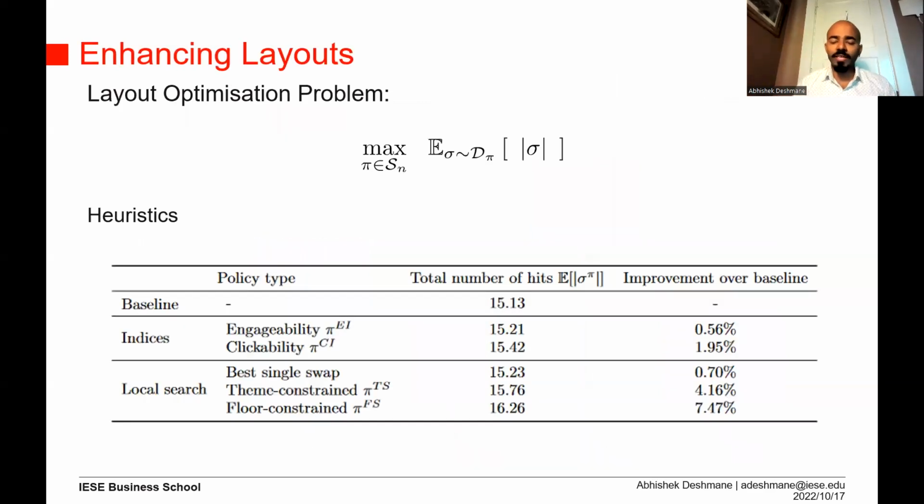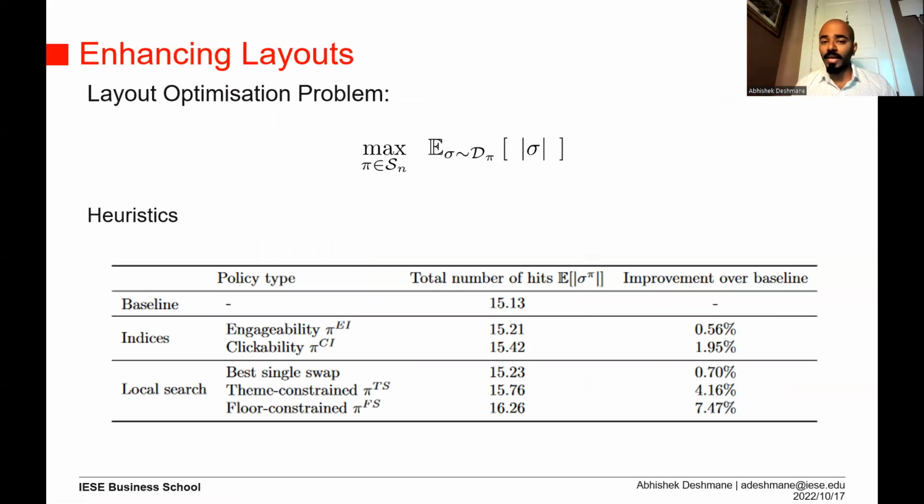Now that we have learned all of this, can we help the museum build a better layout, which is essentially the end goal of this project? Hence we formulate the layout optimization problem, where we are trying to maximize the total number of artworks that people see within the museum. Hence, we're trying to maximize the length of the overall visit within the museum.